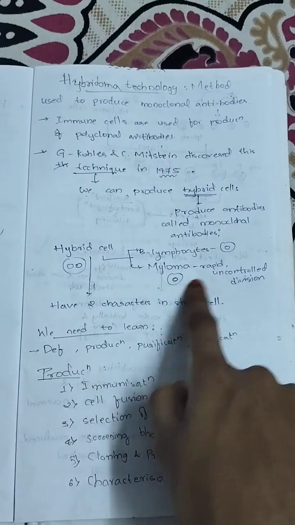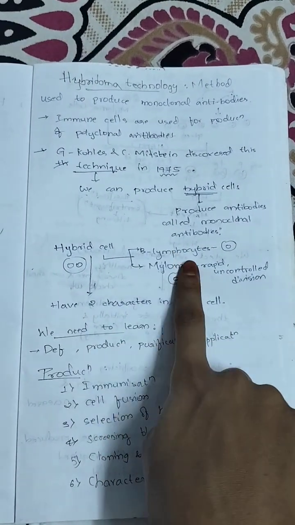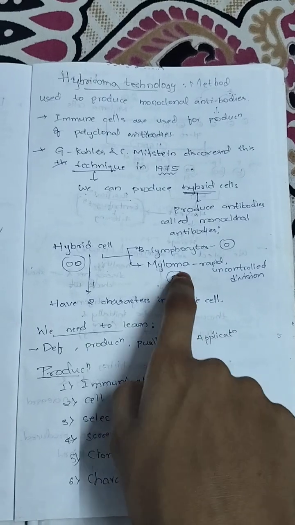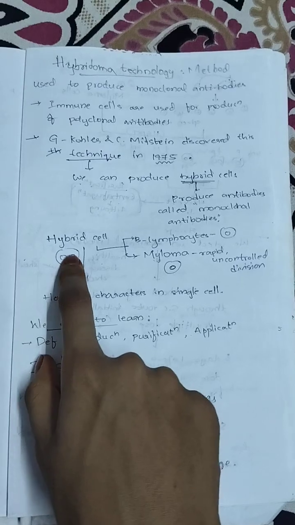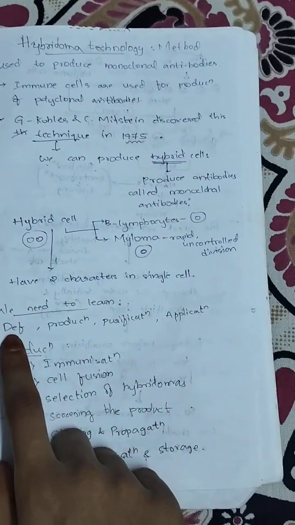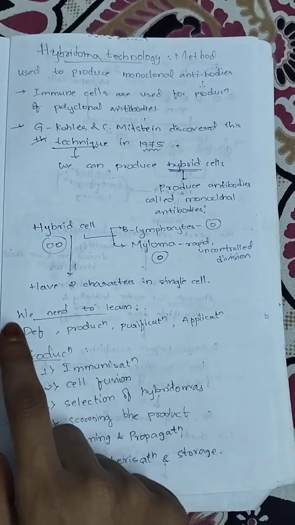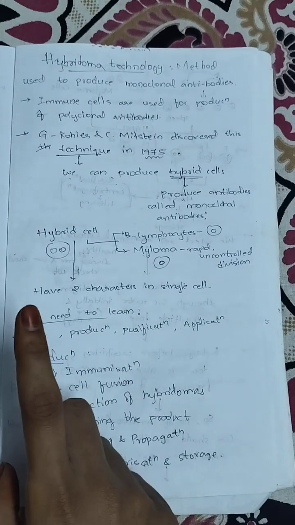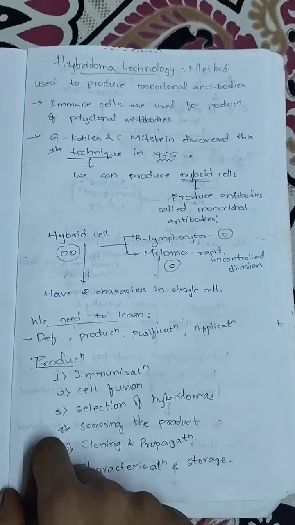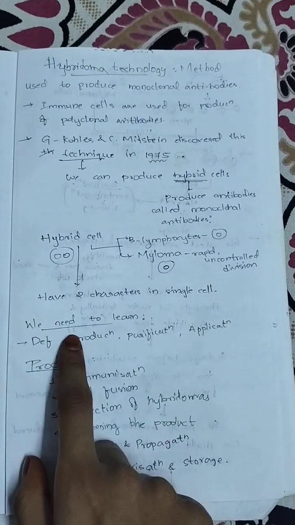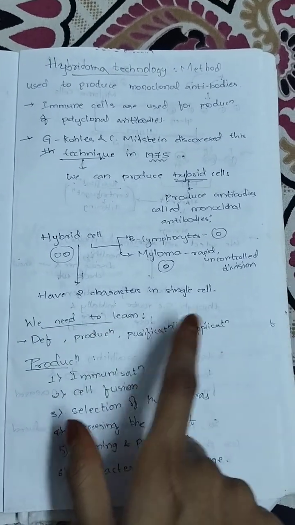The properties of these two cells occur in this hybrid cell. Firstly, we need to learn the definition. So we learn what is hybridoma technology. It is a method used for the production of monoclonal antibodies. And then with production, purification, and application.